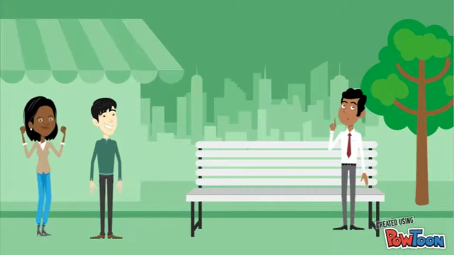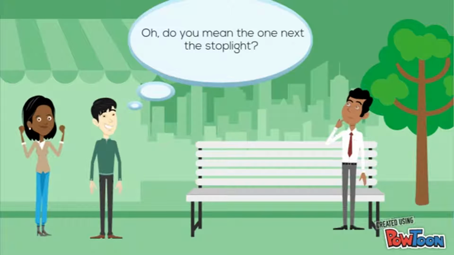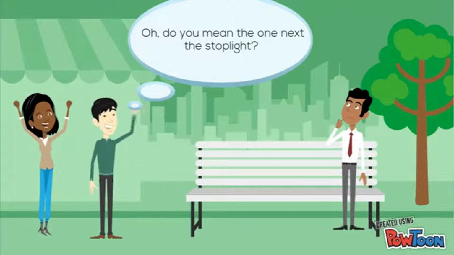Now your second friend is just as unhelpful as your first friend. He says, "Oh, do you mean the one next to the stoplight?" This is also very vague. Now judging from your two friends' statements, could you possibly come up with this answer?